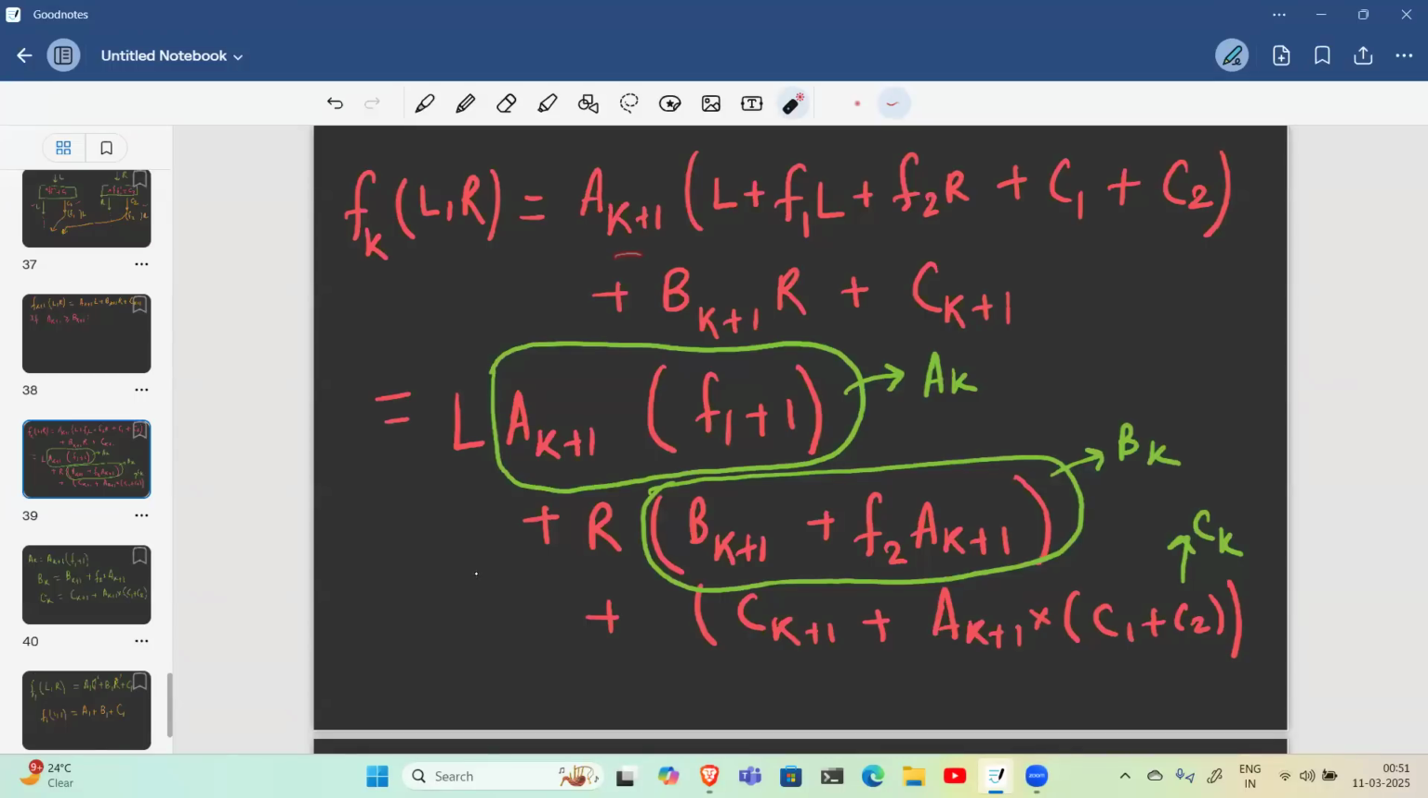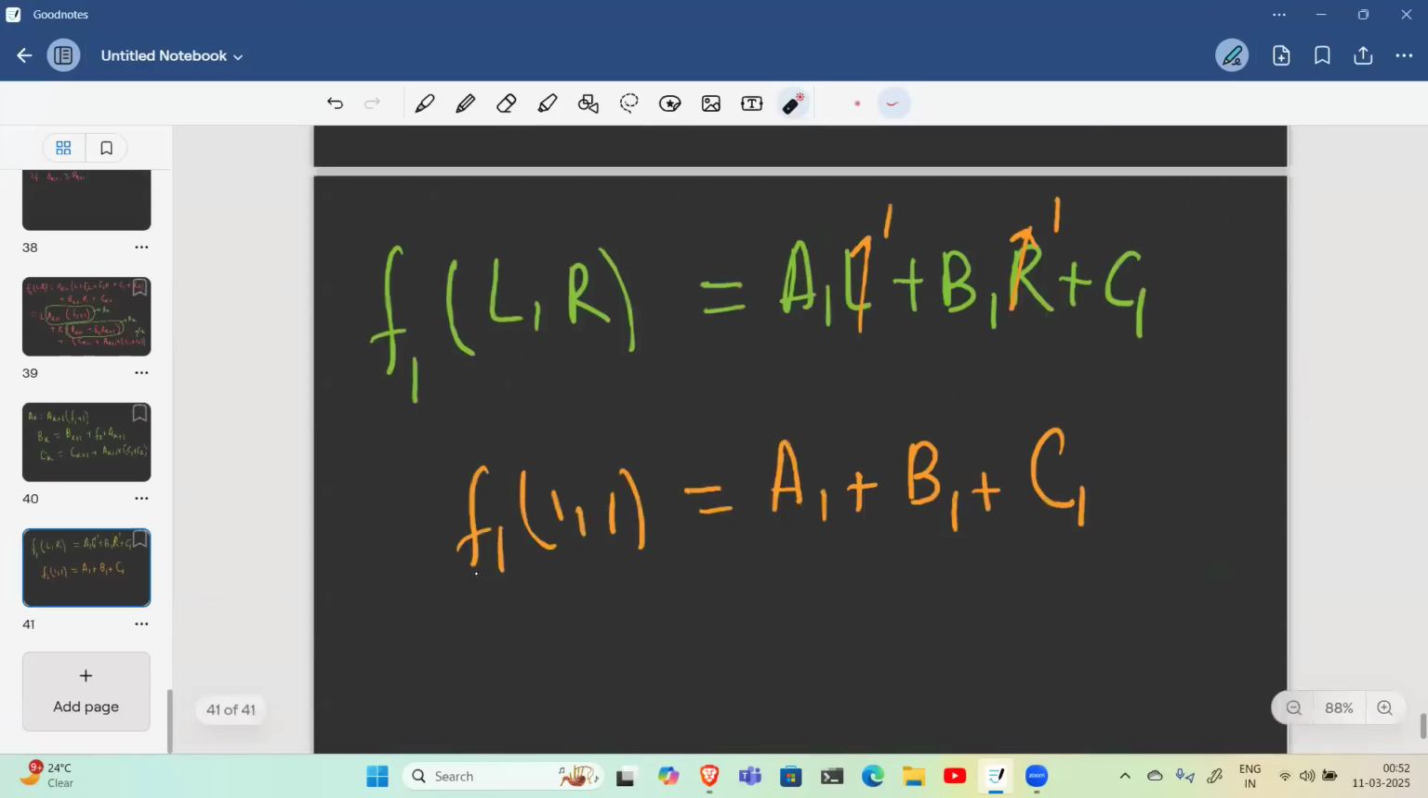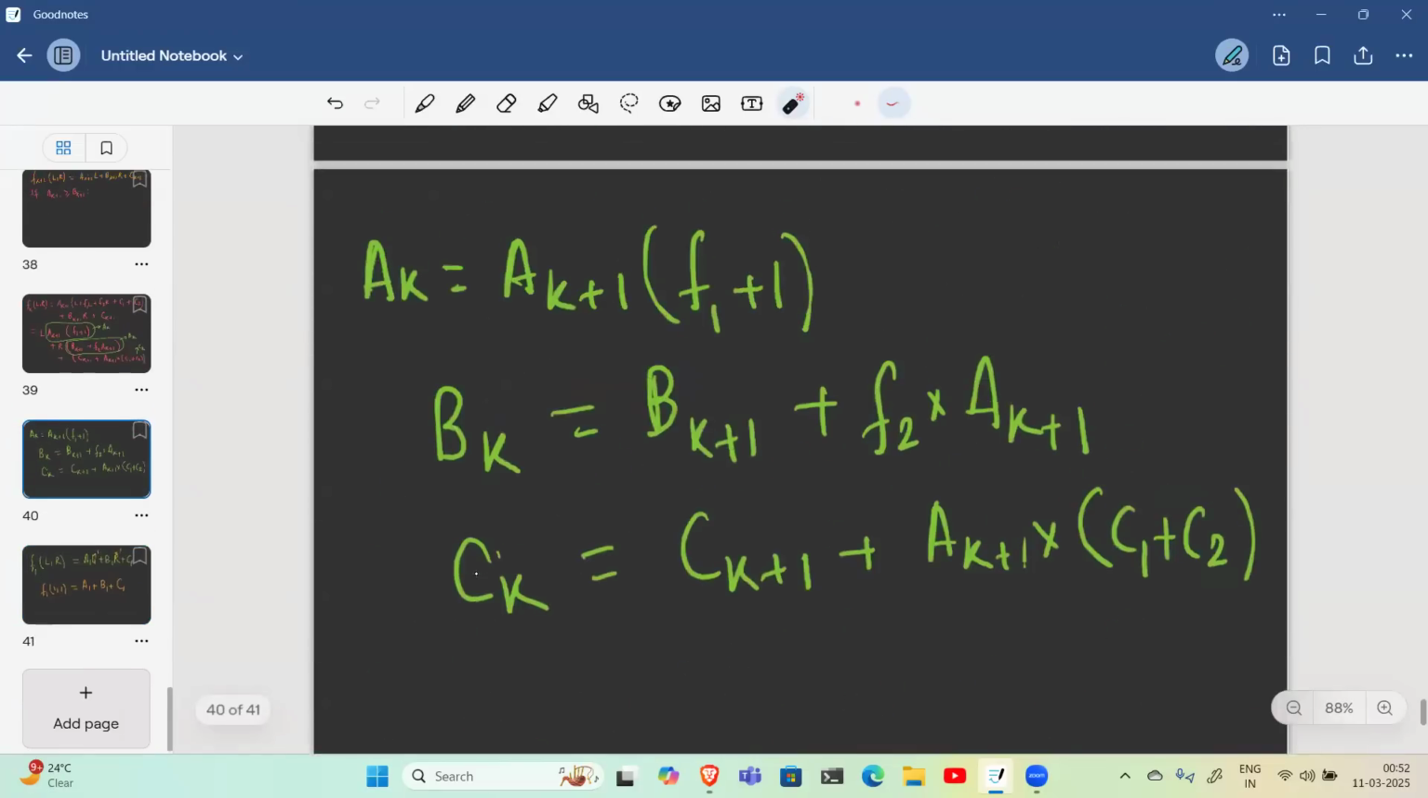I use those coefficients a_(k+1), b_(k+1), and c_(k+1). I insert the exact same values of how many people enter here into these expressions, and I find the coefficients a_k, b_k, and c_k in terms of a_(k+1), b_(k+1), and c_(k+1). So I can use that in reverse logic to actually find the values a_1, b_1, and c_1 and get to the answer.